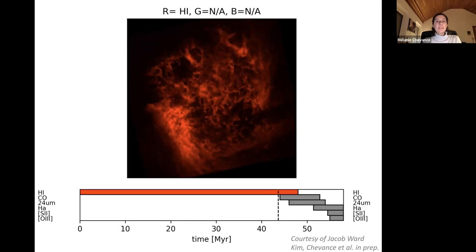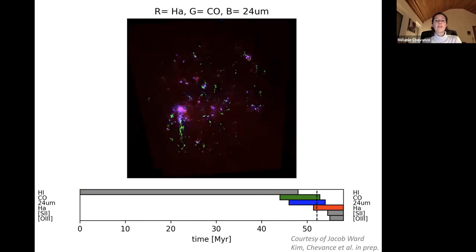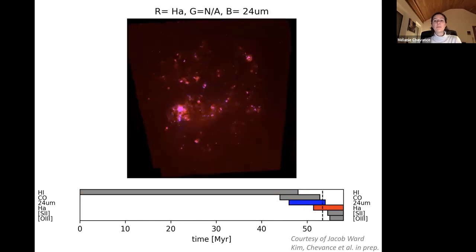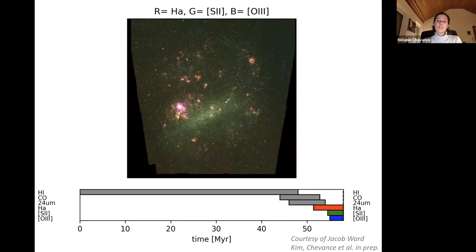And at some point, CO will start to be visible, so dense molecular gas, and then stars will start to be, embedded stars will be visible in the infrared, and then exposed stars in H-alpha. And then you'll see all the ionized gas lines, such as sulfur 2 and O3, et cetera. So this we've been able to do only in the LMC, but we'll be able to do it in many more galaxies in the future.